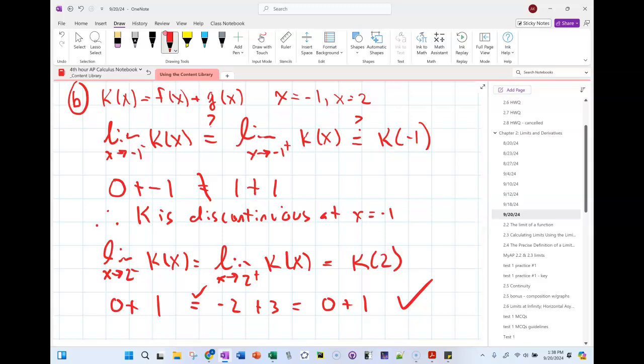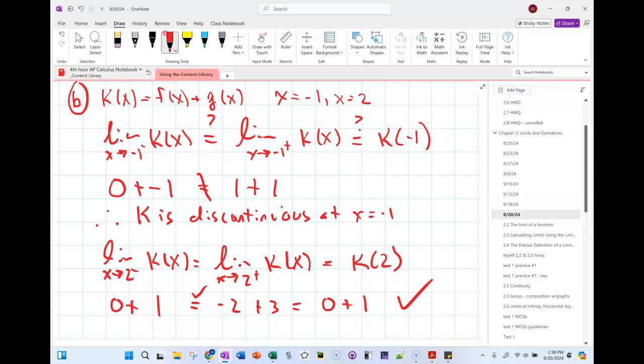That's the work I would have wanted to see: looking at the right-hand limits, the left-hand limits, and then the function evaluated. Getting all 3 of those is what you needed for continuity. Anything short of that would be discontinuous. That's using our limit notations. Is everybody okay with that?